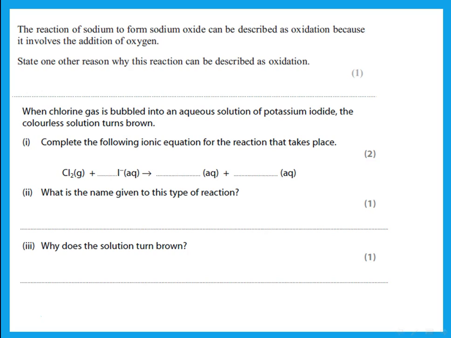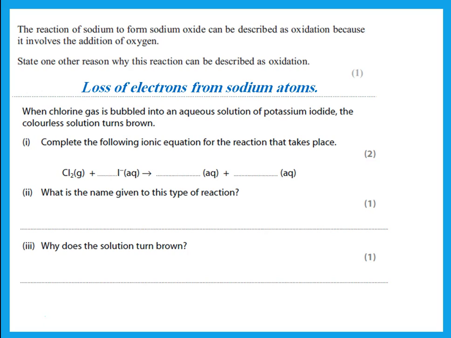Okay, the next question says the reaction of sodium to form sodium oxide can be described as oxidation because it involves addition of oxygen. So sodium to sodium oxide, the sodium added oxygen or gained oxygen. Now state one other reason why this reaction can be described as oxidation. Remember we said oxidation is gain of oxygen or loss of electrons. So when the sodium reacts to form sodium oxide, it changed from Na to Na plus. That means that the sodium atoms lost 1 electron each, and that also is oxidation.